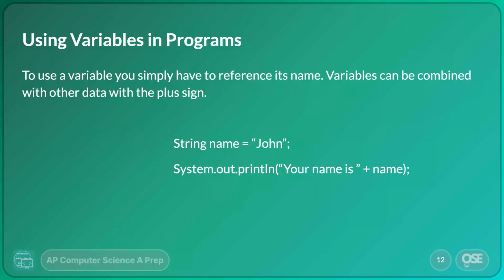Variables can be combined with other data of the same type using the plus sign. In this case, we're combining the string "Your name is" with the variable name in order to get a combined string of "Your name is John." This can also work with numerical variables. However, with numerical variables, the plus sign will add the variables together.